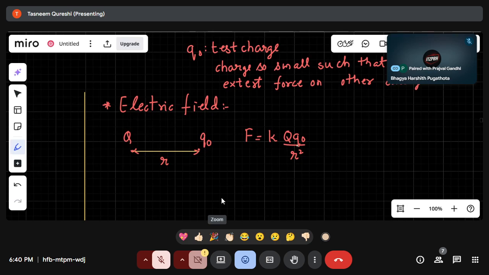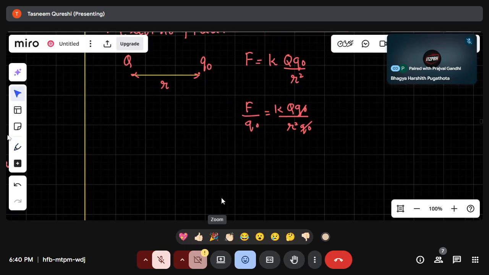Now, this q naught is very small, right? If I divide this entire thing by q naught, what will happen? It will look like this. F upon q naught is equal to k capital Q small q upon r square q naught. So this q naught will get cancelled. What am I going to get in the next equation? F by q naught is equal to k q divided by r square.